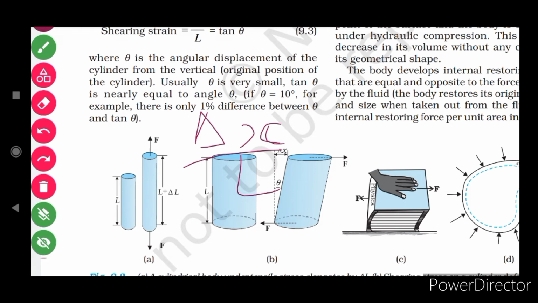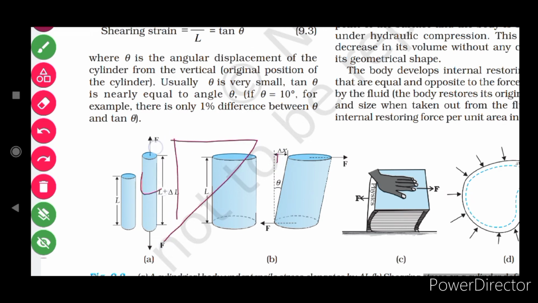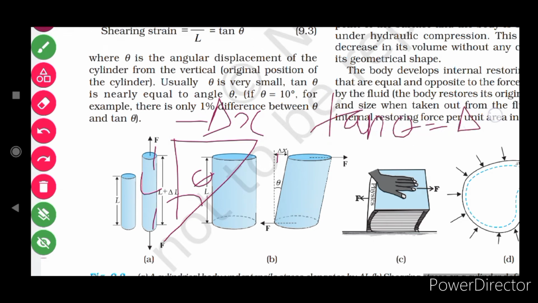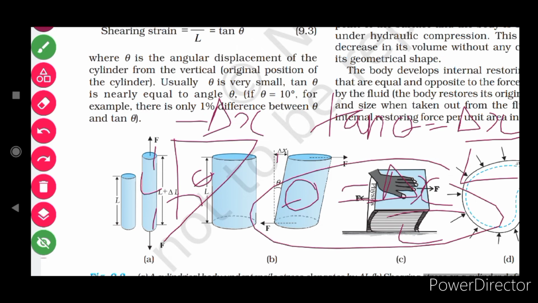And you know, this is forming a right angle triangle. If you see here, this is L and this is delta x. For a small angle, because the angle is very, very small, tan theta will be the perpendicular upon the base, that is delta x upon L. For small angle, tan theta is equivalent to theta, and this is equal to delta x upon L. So this is shearing strain.